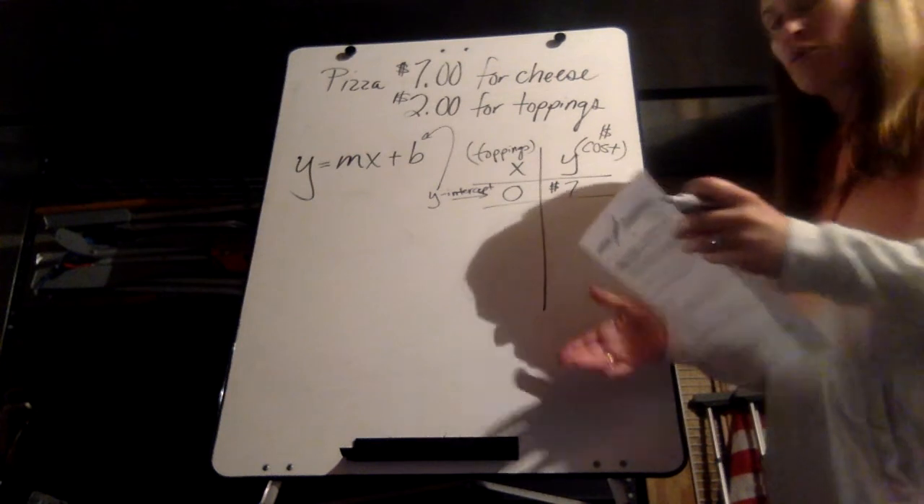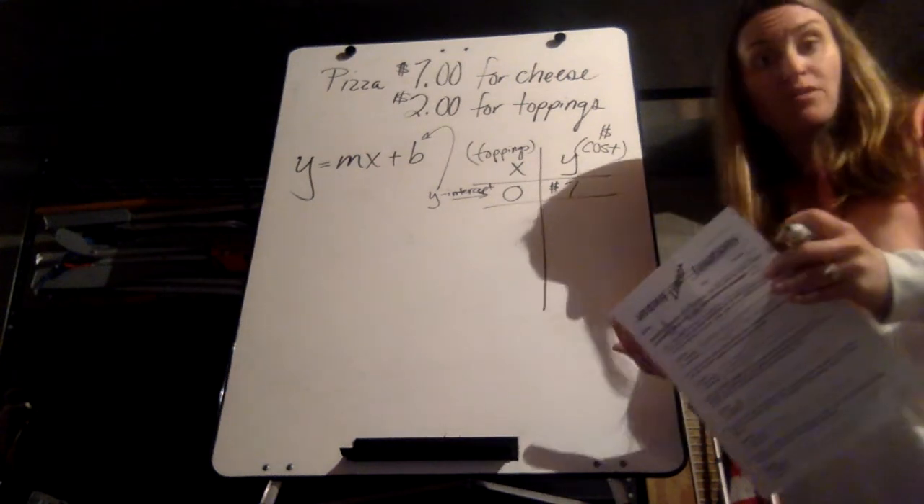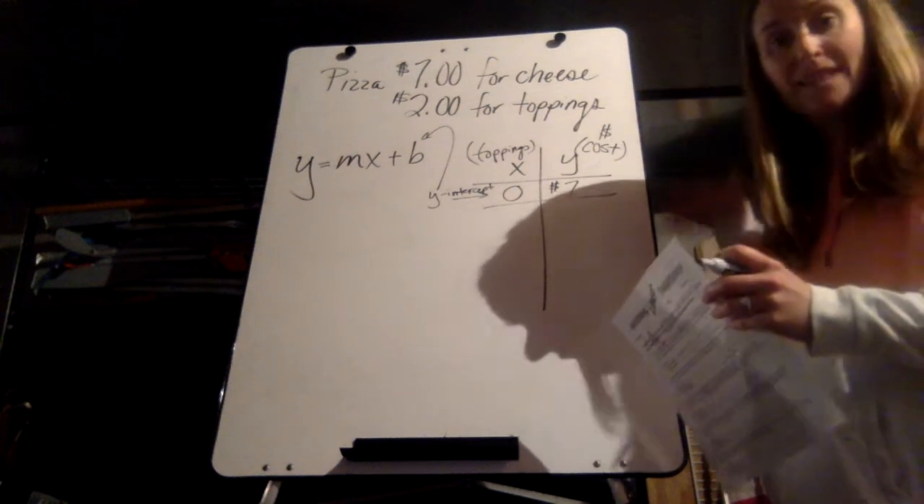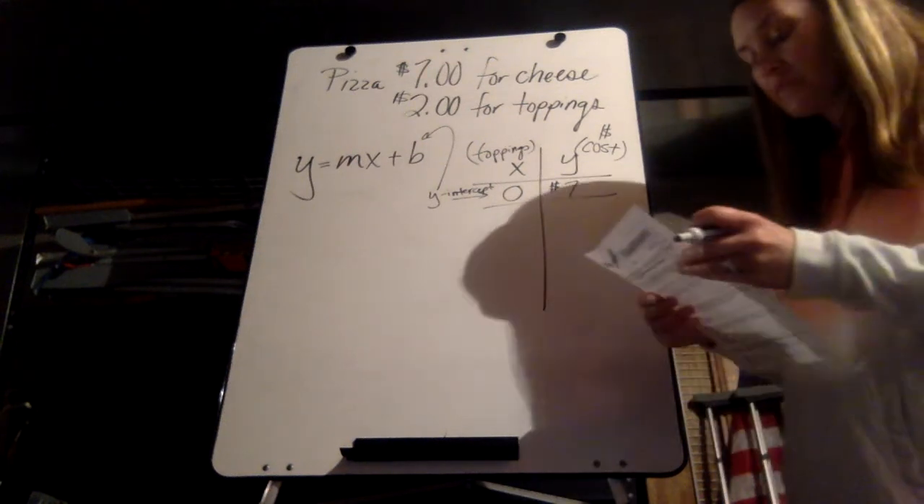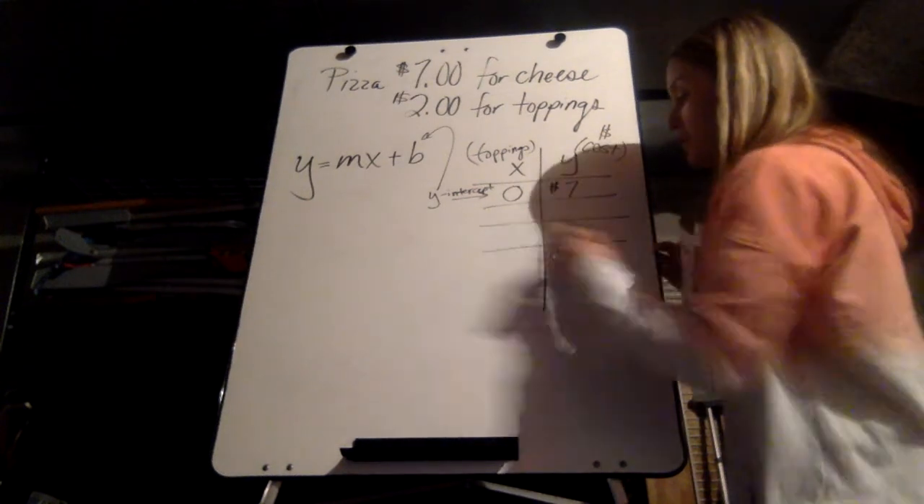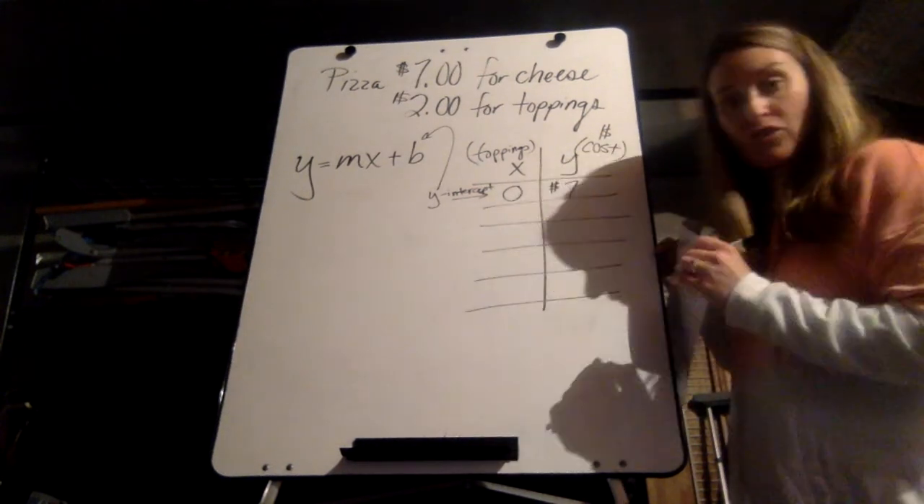Number two, what changes in the pizza order? In other words, what moves? Well, the number of toppings is what moves. So that's going to be our slope. We're going to prove that by the table and by our graph. So let's fill in our table a little bit and see if we can use the table to help us make our equation.